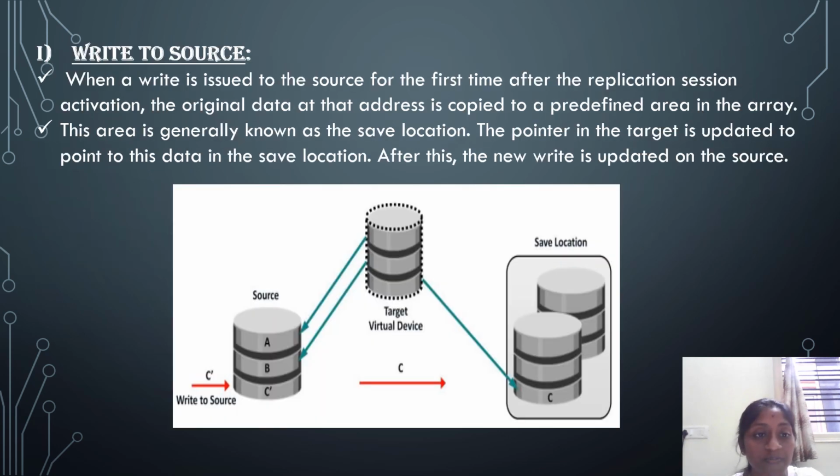Write to the source. When a write is issued to the source for the first time after the replication session activation, the original data at that address is copied to the predefined area in the array. This area is generally known as the save location. The pointer in the target is updated to point to this data in the save location. After this, the new write is updated on the source. The below diagram shows what the write to the source does.